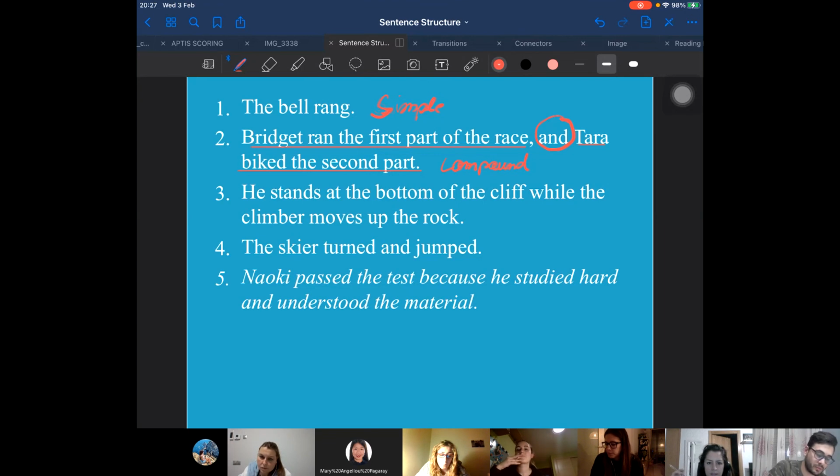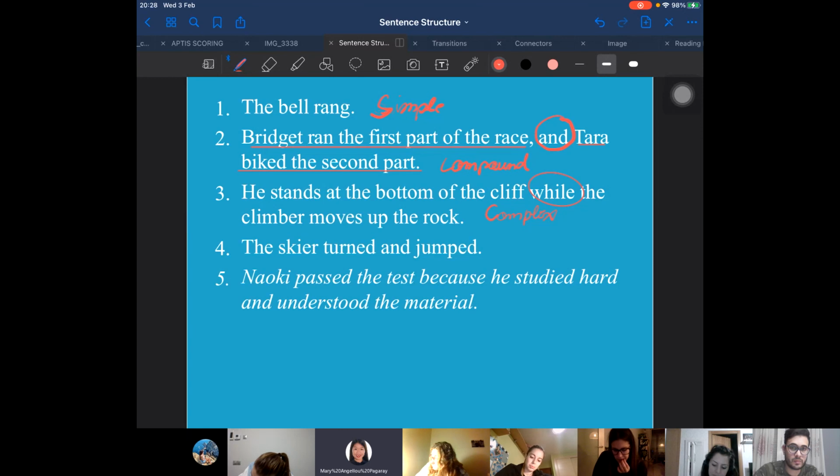He stands at the bottom of the cliff while the climber moves up the rock. Is complex. Perfect. This is complex, and can you please tell me why? Because it's a subordinating conjunction, while. Subordinating conjunction. Perfect. Why? So you have here, yeah, exactly.